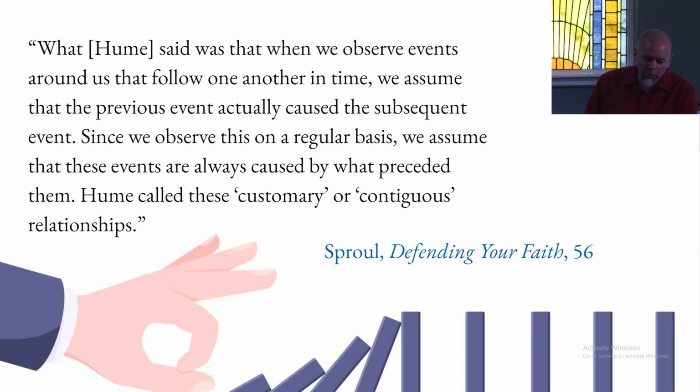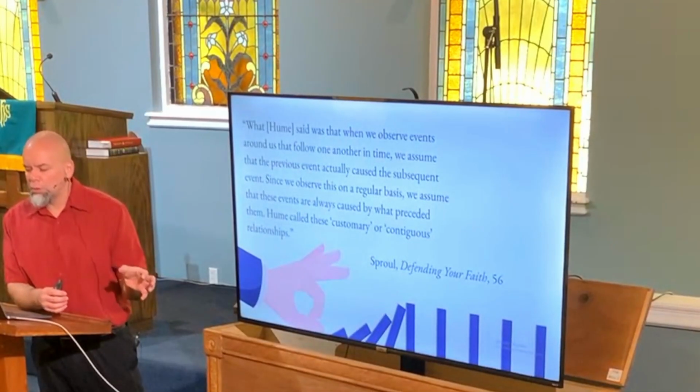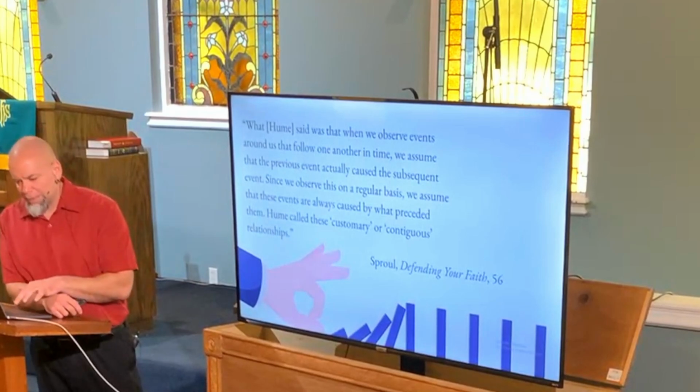What he said was that when we observe events around us that follow one another in time, we assume that the previous event actually caused the subsequent event. Since we observe this on a regular basis, we assume that these events are always caused by what preceded them. Hume called these customary or contiguous relationships. So by custom, we associate these things, but we don't actually know or see them.